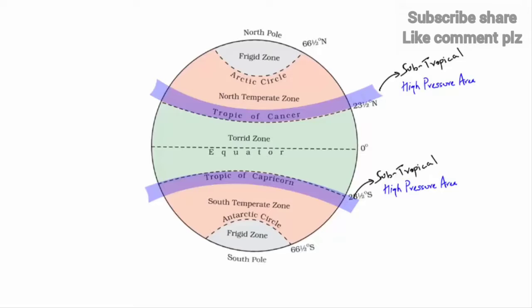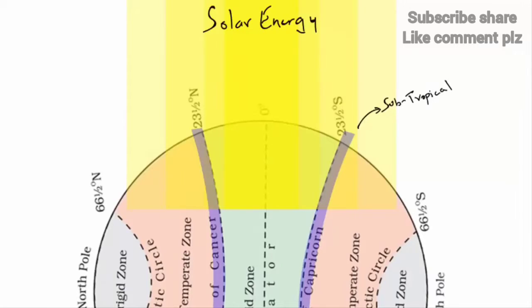The reason behind that is Hadley's cell. To understand Hadley's cell, you will have to look at this illustration. The sun is the ultimate source of energy that drives the Earth's weather. Now this fact should be absolutely clear to you. Most of the energy of the sun reaches the equatorial region and the least energy reaches the poles. I'm talking about North and South Pole.